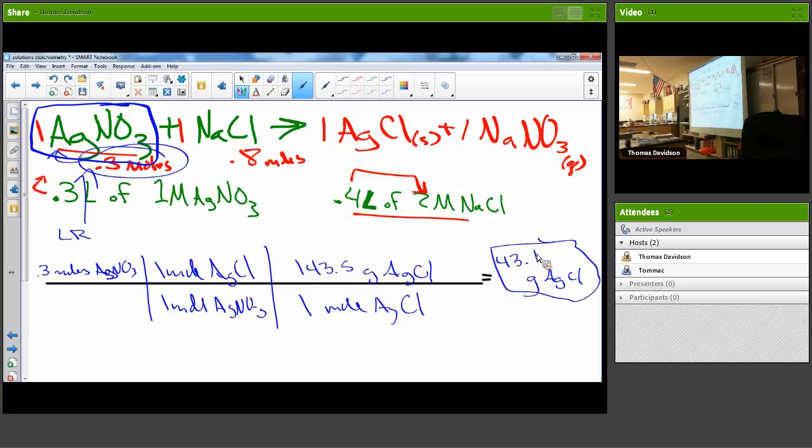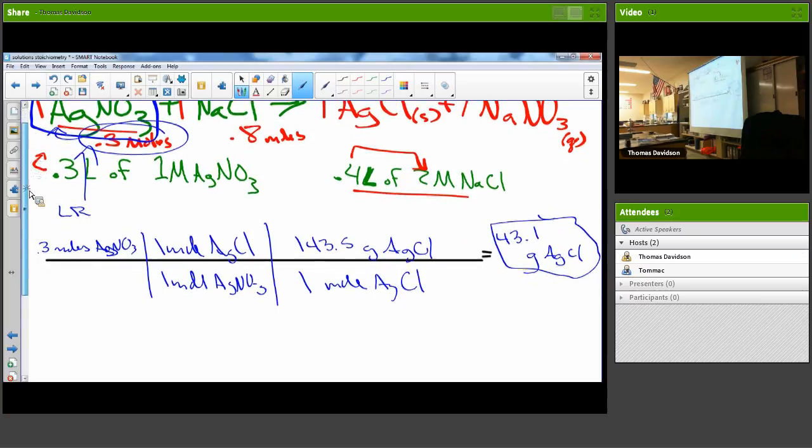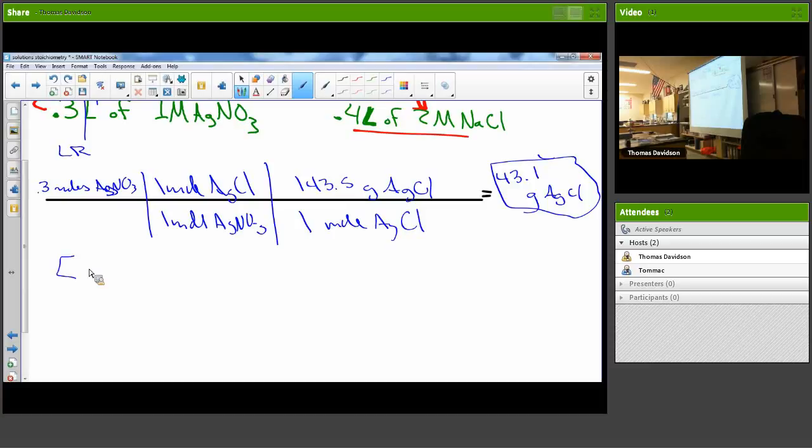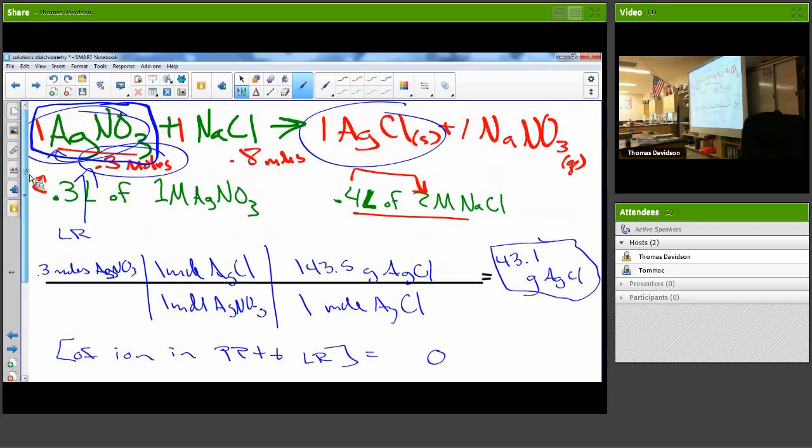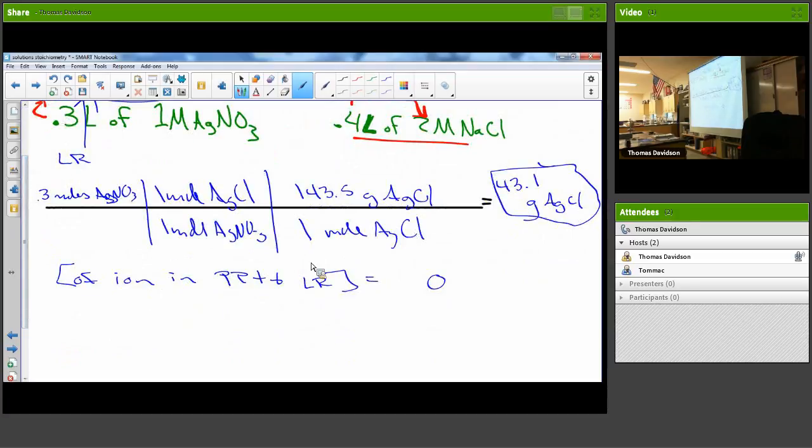All right. So what's the next step tell you to do? Okay, spectators wasn't first, right? So concentration of ion in precipitate and limiting reactant. We know that's 0, so all we have to do now is figure out what ion is in both of these things. So we have this and we have this. What ion do they have in common? Silver, right? So the concentration of silver is 0.